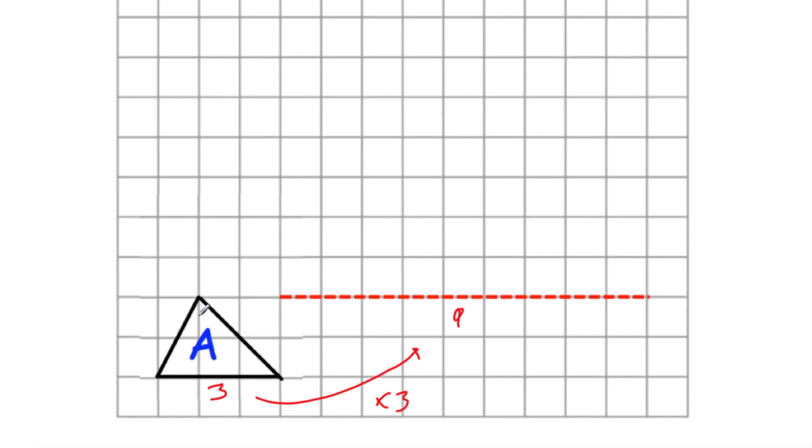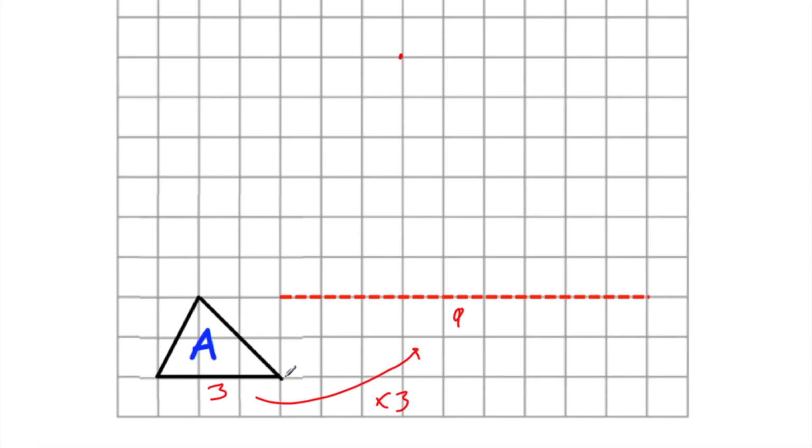Now the scale factor of enlargement is 3. So instead of going 1 across and 2 up, we're going to times that by 3. So we're going to go 3 across and 6 up. Let's start with this corner, and go 3 across, 1, 2, 3, and 6 up, 1, 2, 3, 4, 5, 6. That's there. So the top of this triangle will be here.